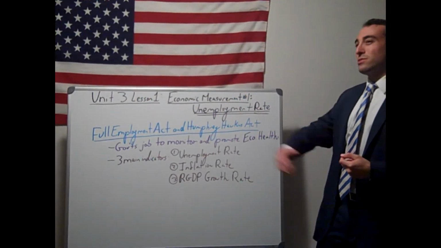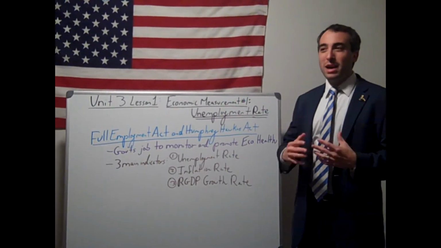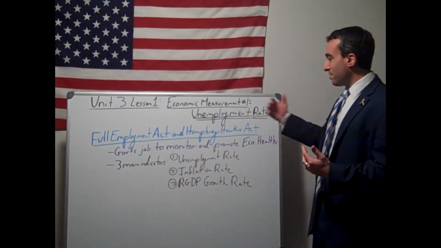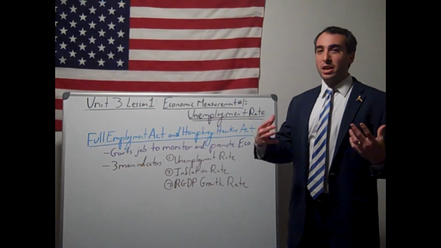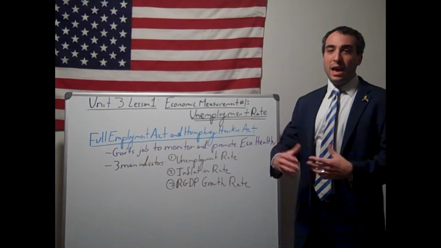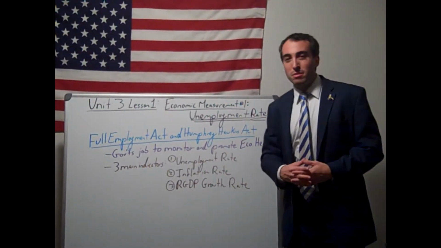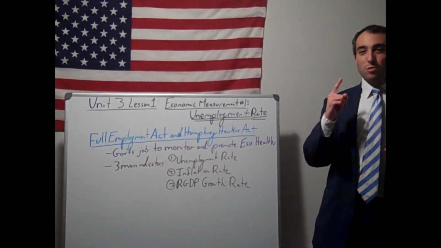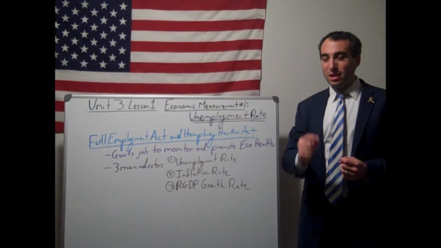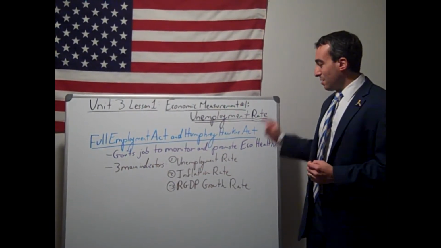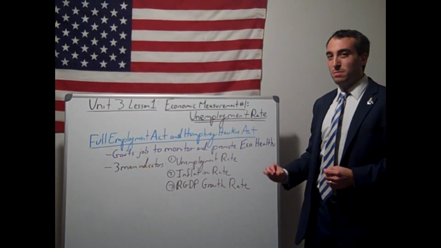To give you a little historical context, it is right after World War II that Congress passes the Full Employment Act, followed 30 years later by the Humphrey-Hawkins Act, and these two acts fundamentally changed the role of government and the economy in American history. These acts say that it is the government's job to not only monitor, but to promote economic health. And economic health is measured in 3 different ways: the unemployment rate, the inflation rate, and the real GDP growth rate.